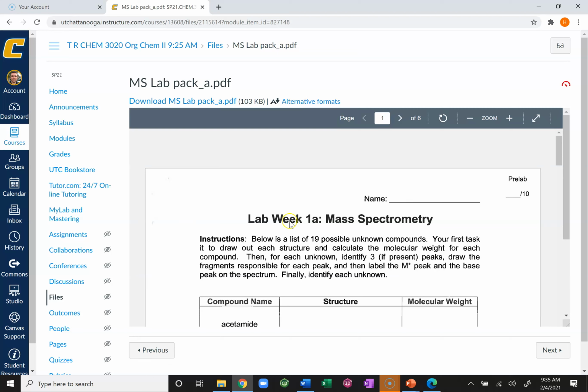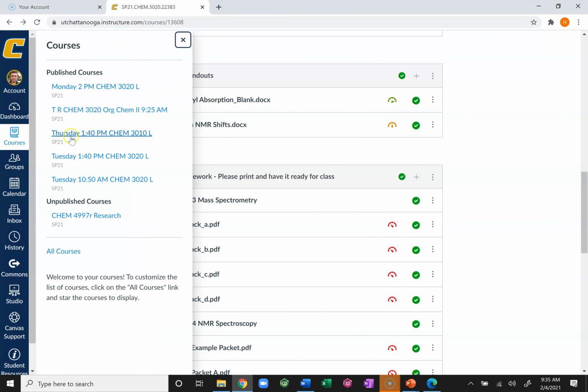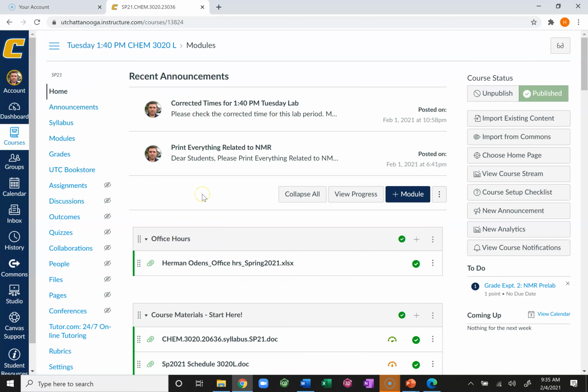And that's what I'm saying, ignore this here. It should just be called Pack A, mass spectroscopy, because it's in class now for a lecture. But then, for your labs, so let's say you're on the Tuesday 140 lab, for example. This is what is due there.